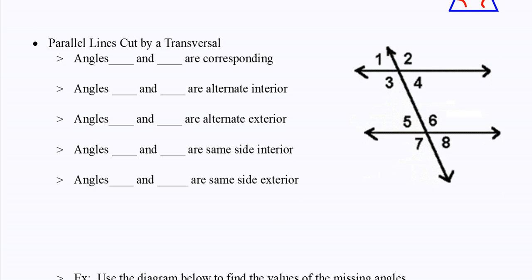Okay, moving right along. Parallel lines cut by a transversal. So if I know that these 2 lines are parallel, and we can mark that by putting little arrows on the lines, means they're parallel, and I've got this transversal running through them, lots of angle relationships here.